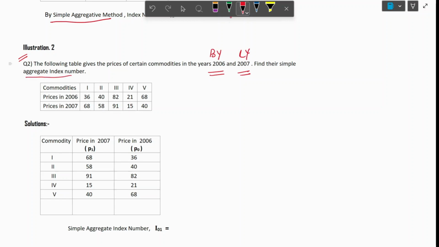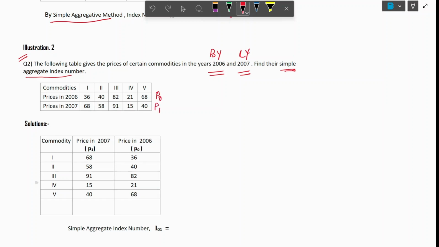What do you want to find? You want to find the simple aggregate index number. What is given? A commodities list is given, and there is a column of prices in 2006. That means you can make out this is P0 because 2006 is the base year, and this one is P1.